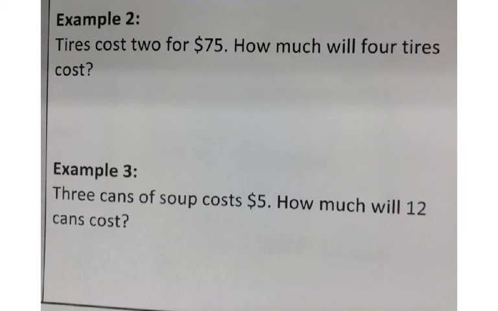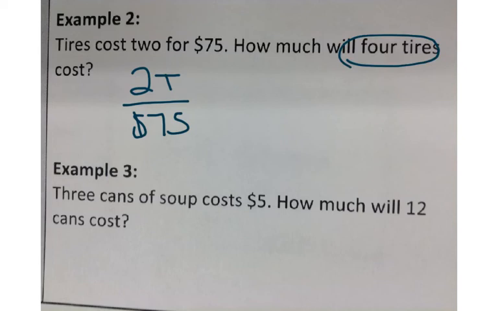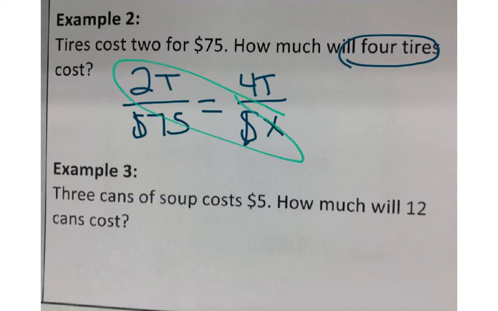Tires cost 2 for $75, so we can get 2 tires for every $75. How much would 4 tires cost? In this case, I know my numerator is 4 tires, and what I'm asking for is the cost. So 2 tires for every $75 would be proportionally the same as 4 tires for X dollars. All I have to do is cross multiply.